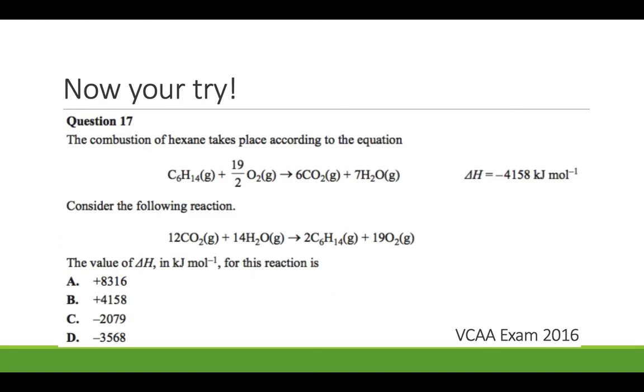Give this question a try. The combustion of hexane takes place according to this equation. Consider here, we can see that the target equation is simply the equation given, but written in reverse. Okay, it's a reverse reaction. And at the same time, the coefficient of the target equation is doubled compared to the original one. So how do we calculate delta H for the target equation? We simply need to reverse the delta H. Okay? We add a negative in front of it, and we multiply the entire thing by 2. So the answer is A.